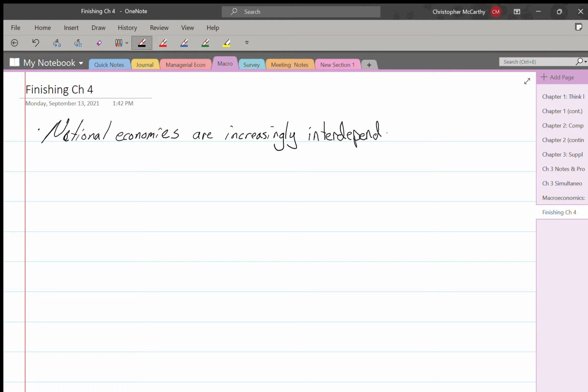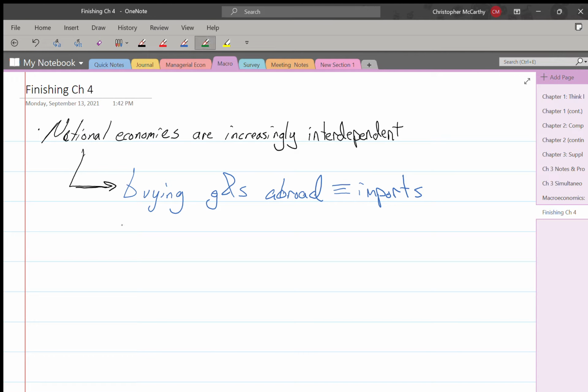So we know what independence is, right? Independence Day, great movie. We know, you're an island, right? So essentially, no country is an island. There's a lot of give and take in the form of buying and selling goods and services. So whenever we buy goods and services abroad, these are called imports. The things that we sell are exports.